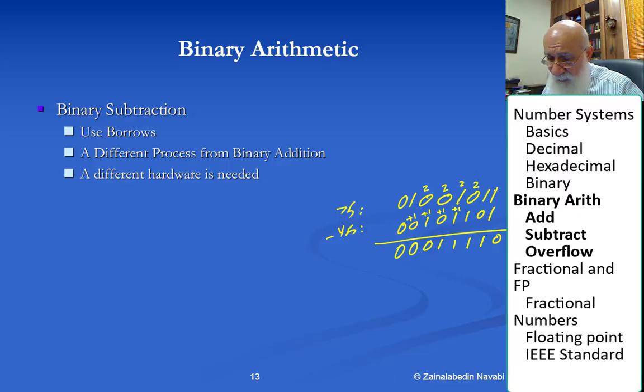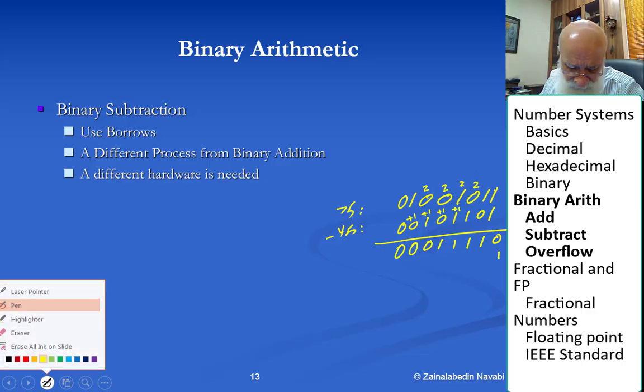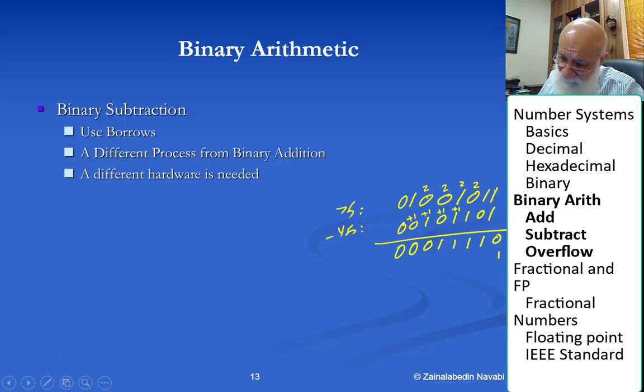What did I come up with? Let's look. This is 1, weight 1, 2, 4, 8, 16. 16 and 4 is 20, 8 and 2 is 10, so altogether that's 30, and therefore you see that my subtraction is good.